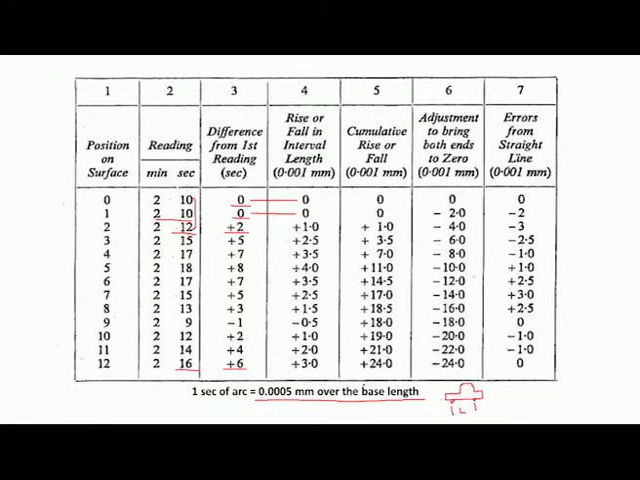So for the rise or fall of the interval, the difference in seconds is 2. So 2 into 0.0005 millimeter gives us 1 micrometer, or 0.001 millimeter, and then 0.0005 times 5 gives us plus 2.5 micrometer. Like this we have to find whether there is a rise or fall in the interval length, and then we have to add these values to get the cumulative rise or fall.